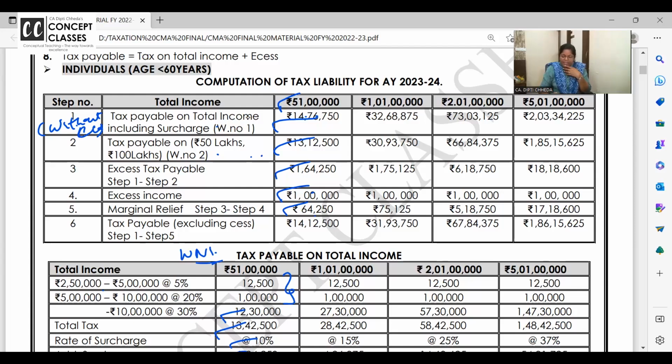Tax cannot be more than income. Excess income is 1 lakh and excess tax is 164, which is absurd. So I want a relief of 164.